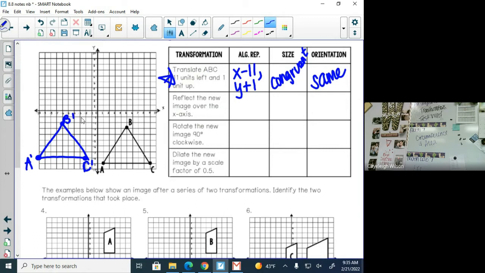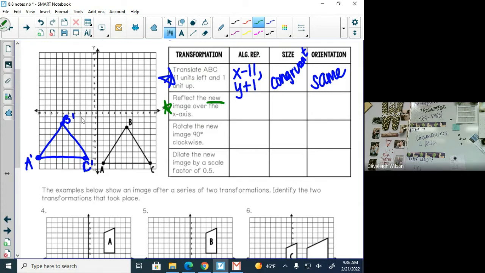All right, so the second one says that we're going to reflect the new image, so we're not going back to the old one, the new image over the x-axis. So this ABC, this blue one, is going to flip over the x-axis. Remember, to do a reflection on a graph, you count how far away the points are from that x-axis, and they count the same. So if you forgot, I'd watch.